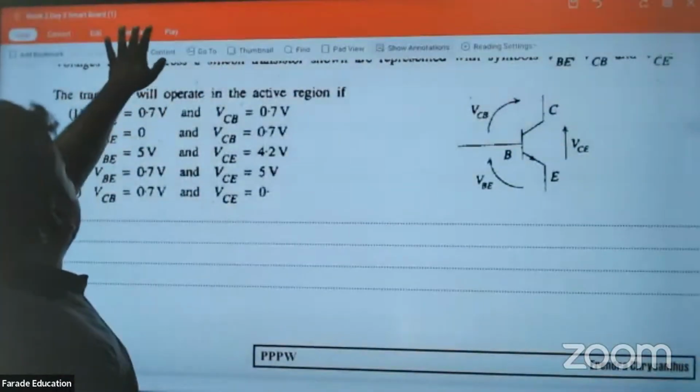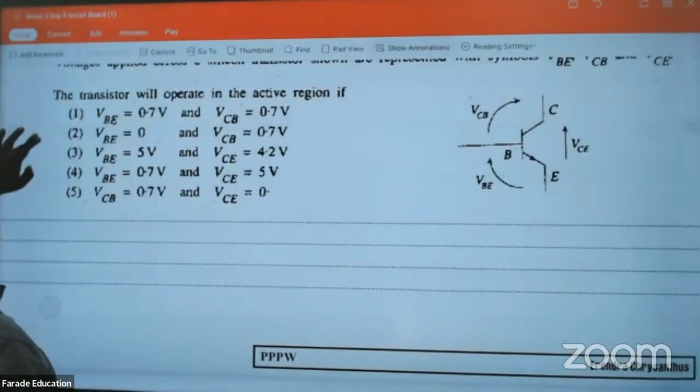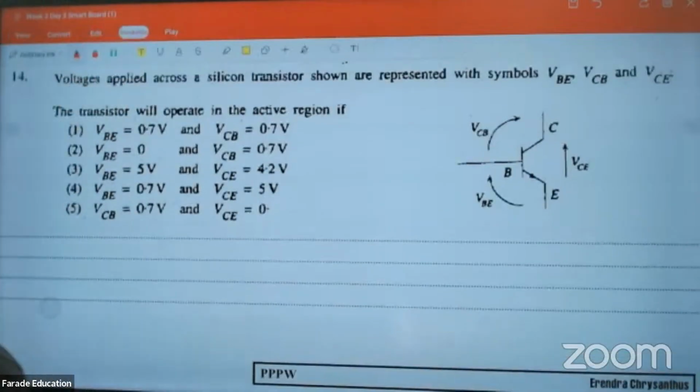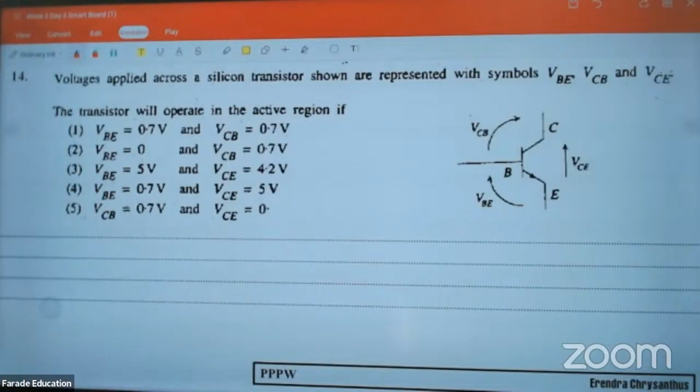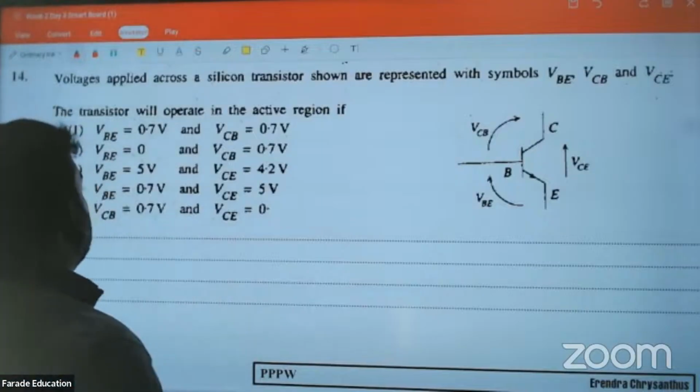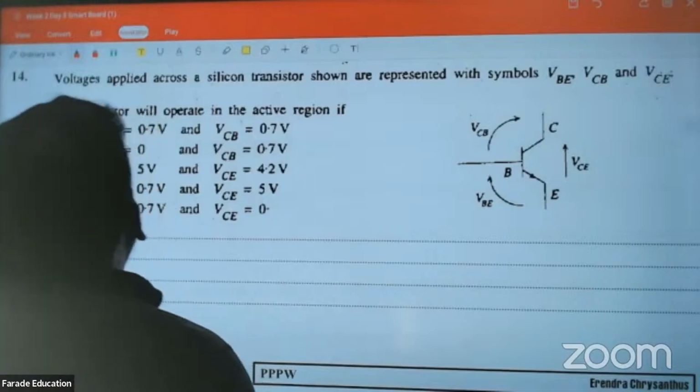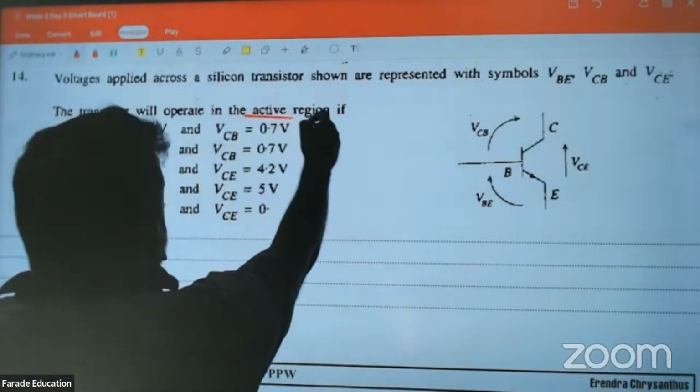Question number 14. Voltages applied across the silicon transistor shown are represented in symbols as indicated below. The transistor will operate in the active region.